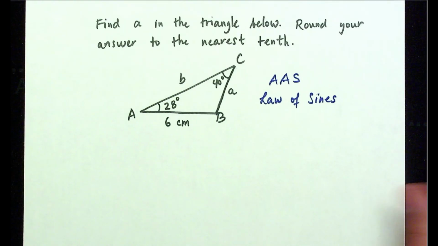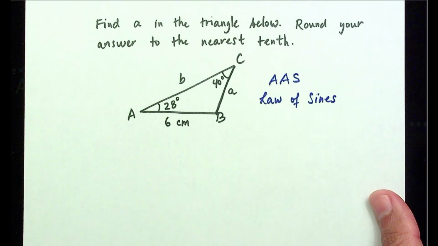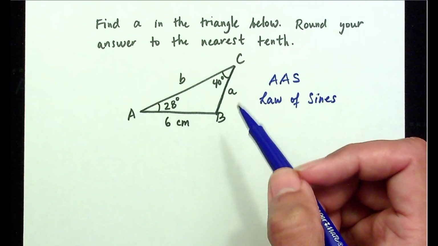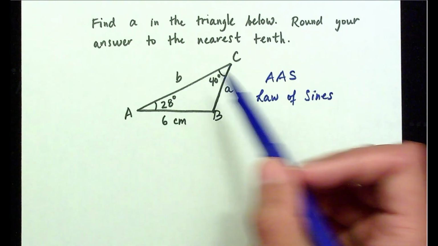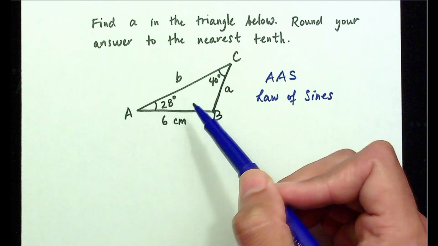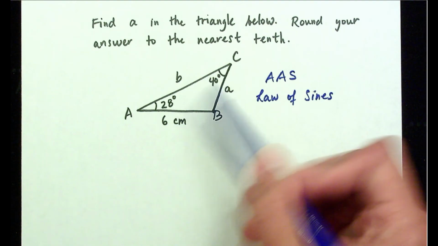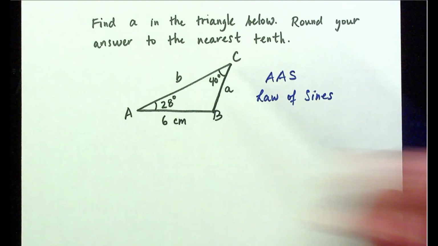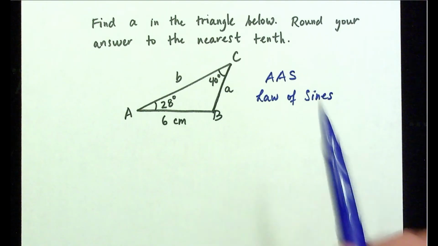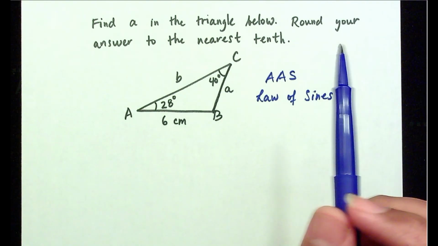Or another way you can reason that this is the law of sines is because we actually have one pair that is fully known, one pair of an angle and its opposite side. Whenever you have one such pair that you know both, then you know this is the law of sines. An angle and its opposite side. Okay, so either way, we're going to use the law of sines.